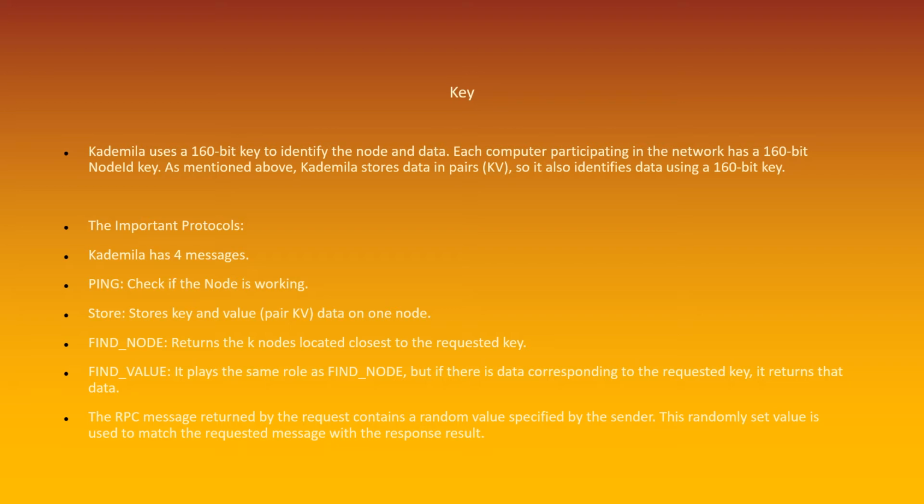Ping means check if the node is working or not. It will check whether the node is in working condition or not. Coming to the next message, it is store. It stores key and value data on one node. The third message is find node. It returns the k nodes located closest to the requested key. And the fourth message of Kademlia is find value. It plays the same role as find node, but if there is data corresponding to the requested key, it returns that data. The RPC message returned in response to the request contains a random value specified by the sender. This random value is used to match the request message with the response result.